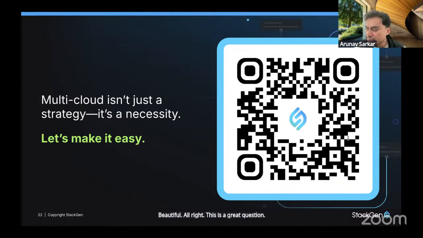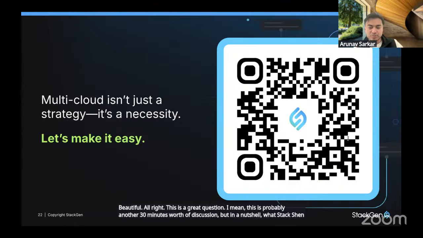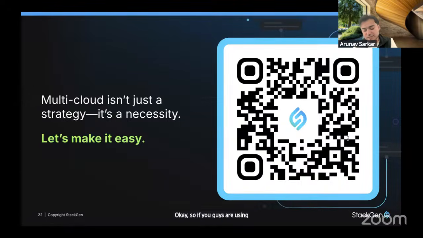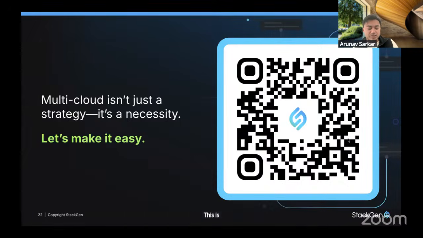So this is probably another 30 minutes worth of discussion, but in a nutshell, what StackGen provides is out-of-the-box generated IaC modules that can be migrated from cloud to cloud. Okay, so if you need to spin something up in GCP and you have nothing, for example, right? This is an example. In this situation, StackGen can just auto-generate the IaC for you and get you up and running.